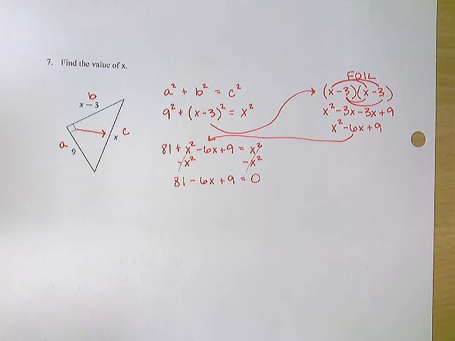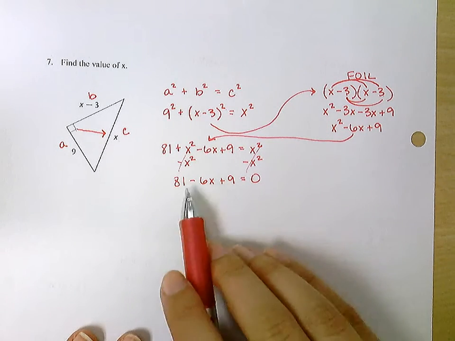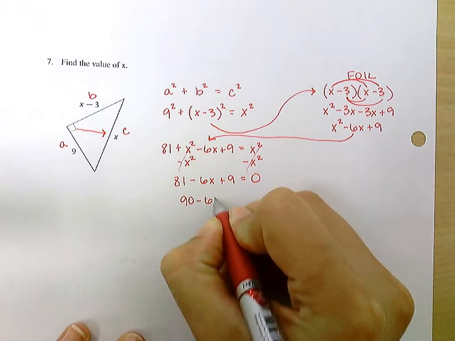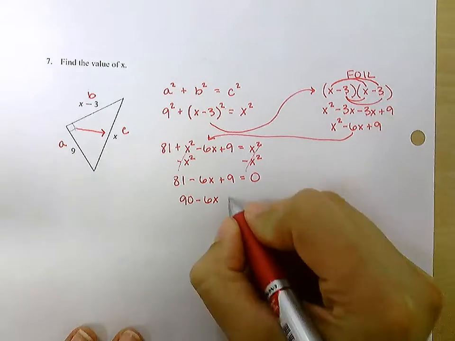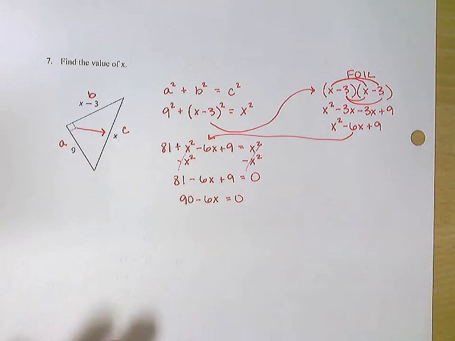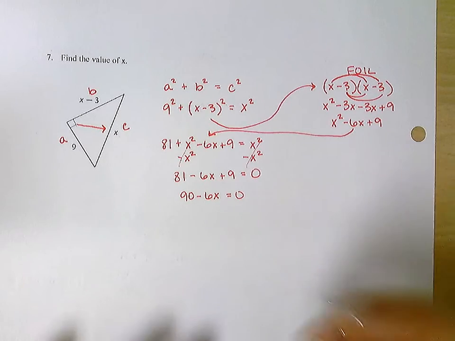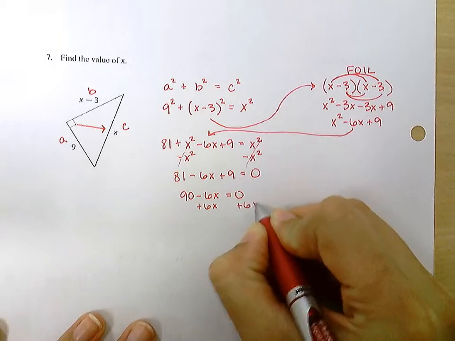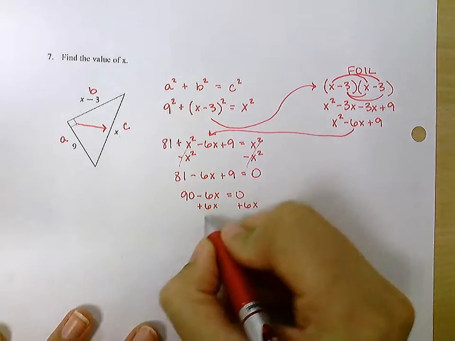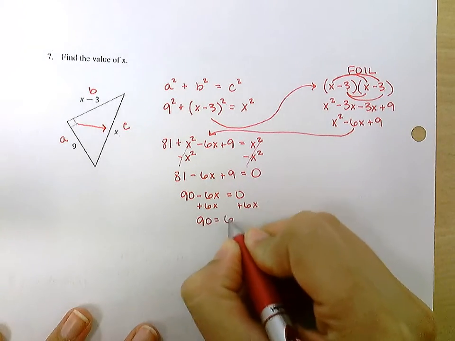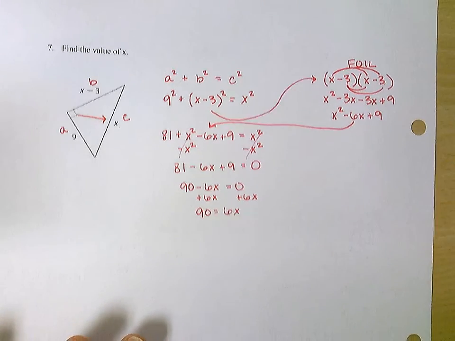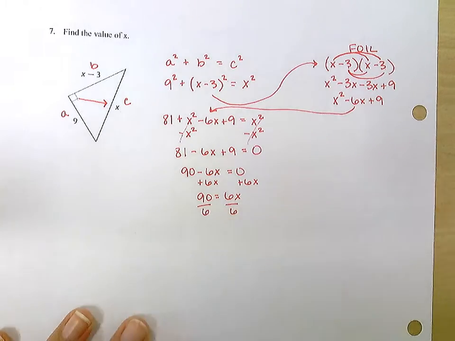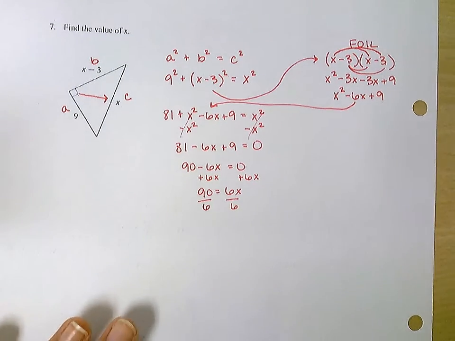I think I know how to do the rest of this. Okay, now I can add together 81 and 9. That's 90. And then don't you divide the 6x with the 90? You will, yeah. I'm going to add 6x to both sides so that I end up with 90 is equal to 6x. And then I can divide both sides by 6 to get x by itself. And that would equal.